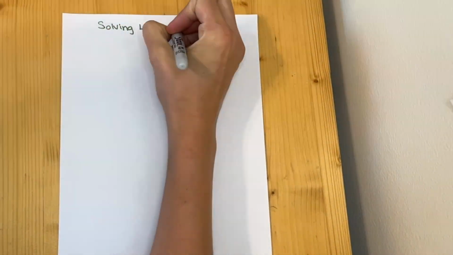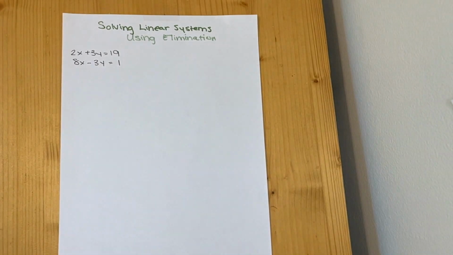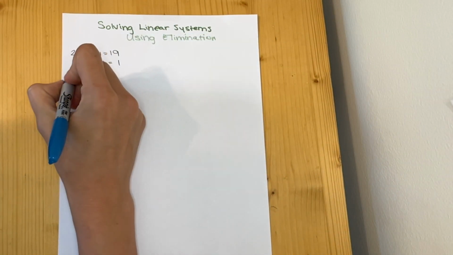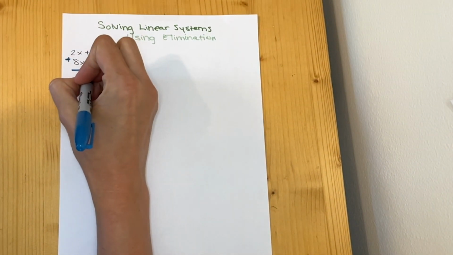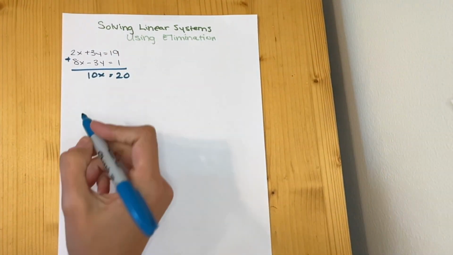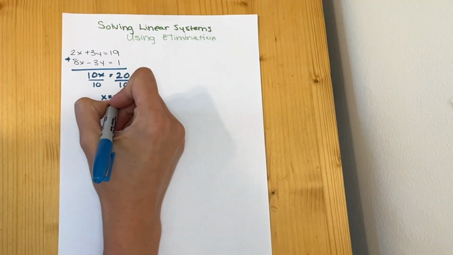Today we're going to be solving linear systems using elimination. So the goal today is to take this system and eliminate one of the variables. So we see we have a plus 3y and a minus 3y, so if we add these two together, we're going to get 10x, and then that 3y is just going to cancel, leaving us 10x equals 20, divide by 10, and we get x equals 2.